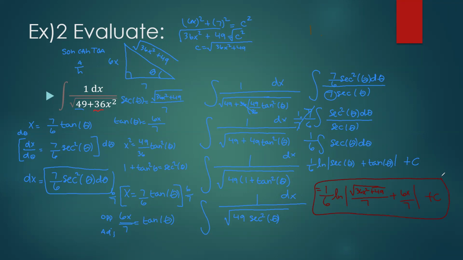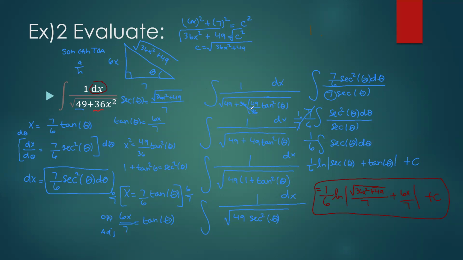Okay, so just a little recap. What I did was I used my substitution. I used x equals a over b tan of theta. Then I took the derivative of x with respect to theta because I have to put everything in terms of theta. So I had to get rid of this dx by putting it in terms of theta. Then I said that if x is 7/6 tan theta, I just replaced that back into my original, and I replaced dx with 7/6 secant squared theta d theta.